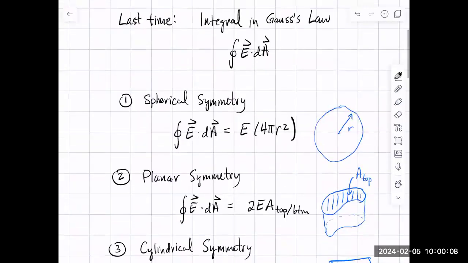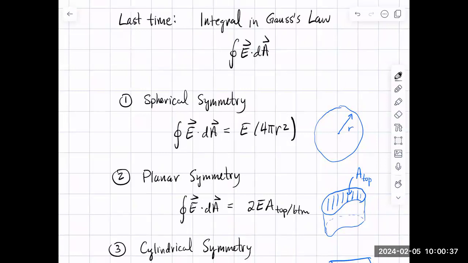Okay, so what we did last time is we did a big summary of how we could apply Gauss's law in situations where it's going to be useful. And we thought of 3 different situations. Those included charge distributions that are spherical, charge distributions that are planar, and those that are cylindrical.